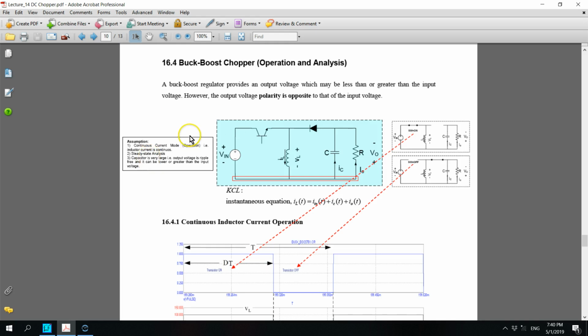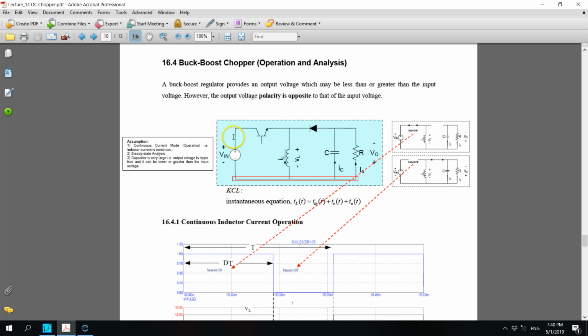Before we look into the operating principle of the circuit, we need to make some assumptions. The first one is continuous current mode operation. We're going to consider only continuous inductor current mode. Number two, it is a steady state analysis. Number three, the output capacitor is very large, such that the output voltage ripple is zero, or ripple free, and the output can be lower or greater than the input voltage, right?